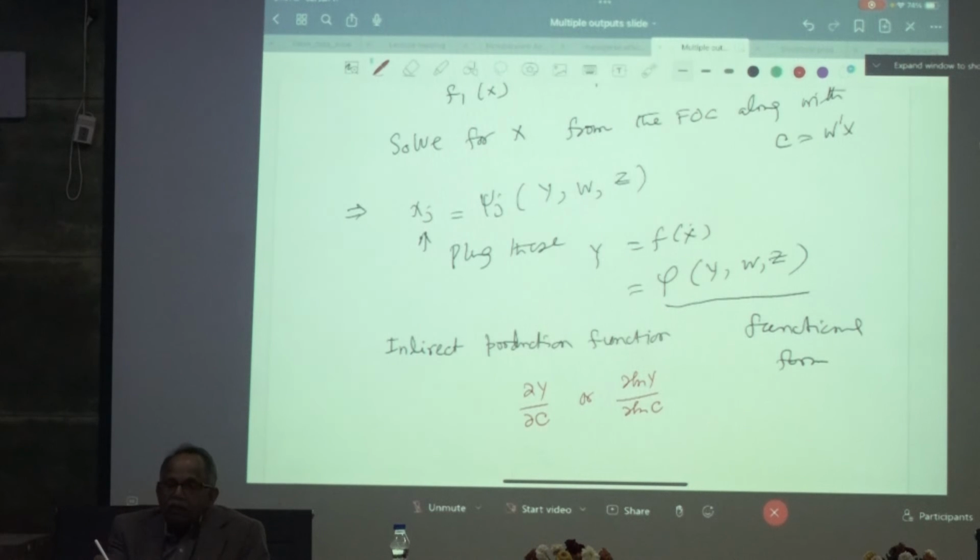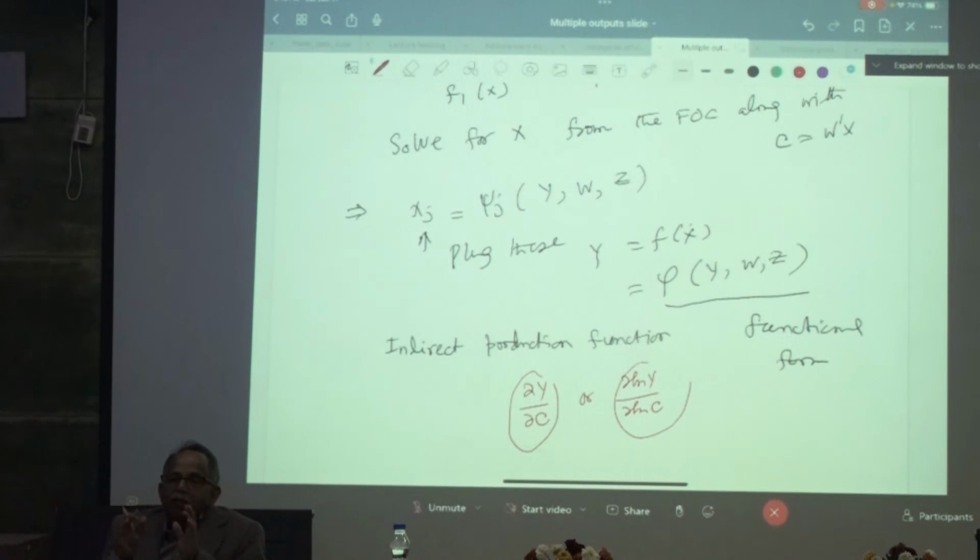If it is not in log, then you just say, if you are credit constrained and you are given 1,000 rupees more, by how much is your output going to increase? So you can do either this or that, depending on what type of function you are using.